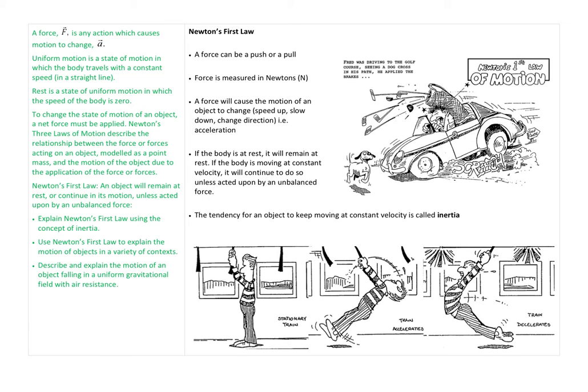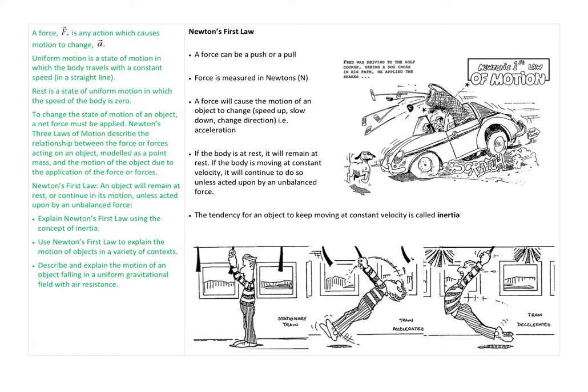Then we get into Newton's first law. If the body is at rest, it will remain at rest. If the body is moving at constant velocity, it will continue to do so unless acted upon by an unbalanced force. And the classic example that you've probably talked about was probably why we wear seatbelts or something like that. But we can see Fred driving along in his car here and he slams on the brake to not hit this dog. And the golf clubs aren't strapped in and they all just keep going at constant velocity.